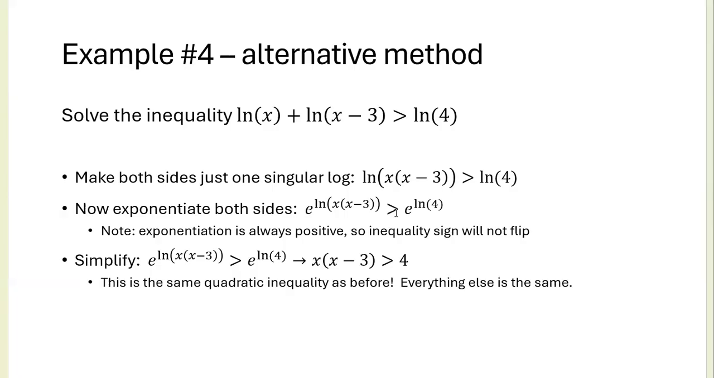And now with that in mind, we can just simplify this inequality to x times x minus 3 is greater than 4. And this is the exact same quadratic inequality as before. Everything else is the same. So the alternative method is we make both sides log of something. And then we can get rid of the log because we exponentiate both sides.